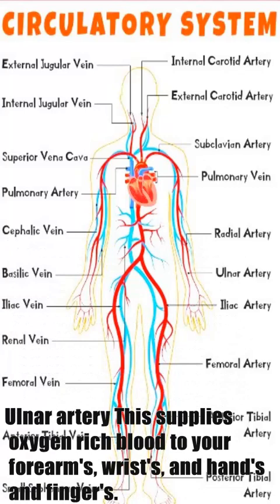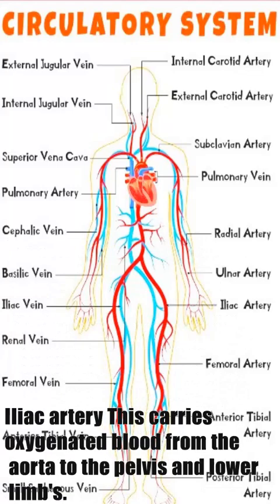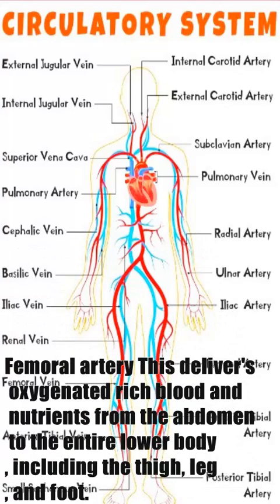That's why it shows red color. And the next one, iliac artery. This carries oxygenated blood from the aorta to the pelvis and lower limbs. And the next one, femoral artery. This delivers oxygen-rich blood and nutrients from the abdomen to the entire lower body, including the thigh, leg, and foot.